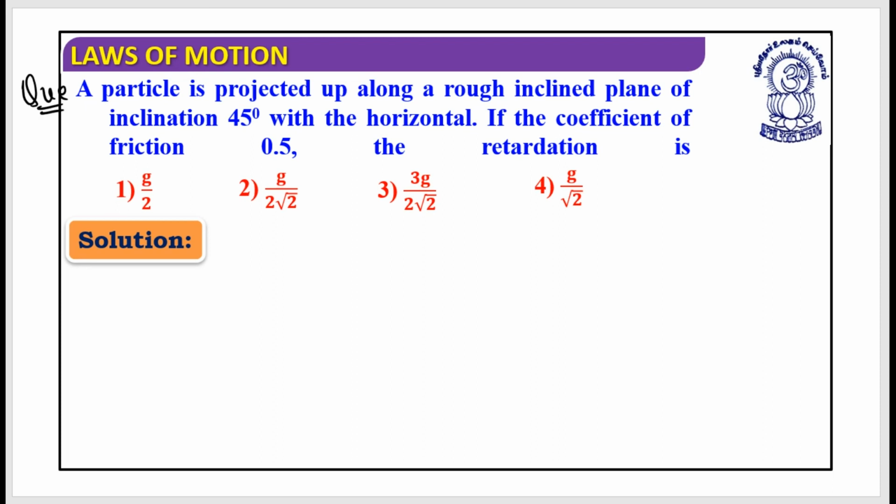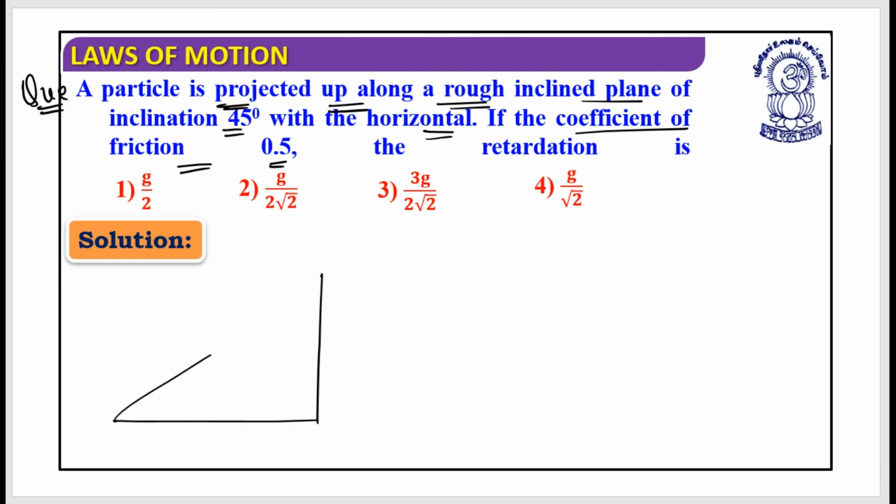Let's have a look. It says that a particle is projected up along a rough inclined plane of inclination 45 degree with the horizontal. If the coefficient of friction is 0.5, then the retardation is? So the situation is something like this: this is theta, the particle is projected up, moving in the upward direction. This inclination is 45 degree with the horizontal.